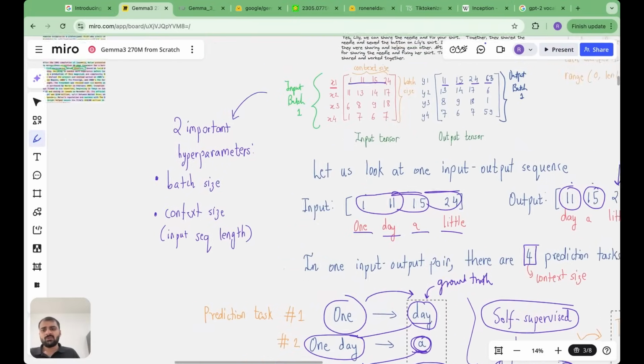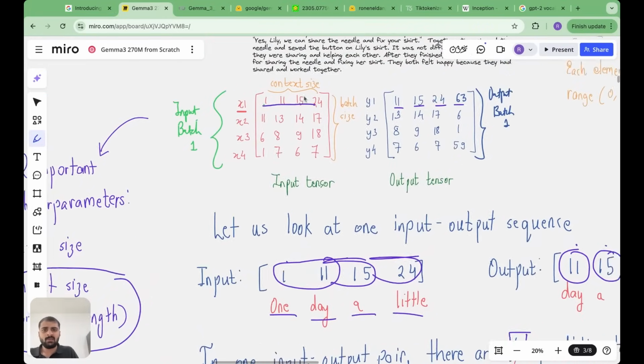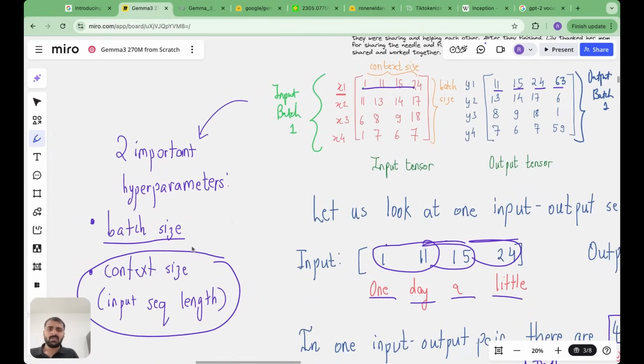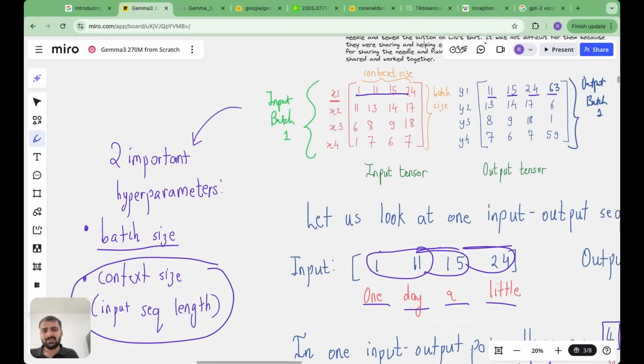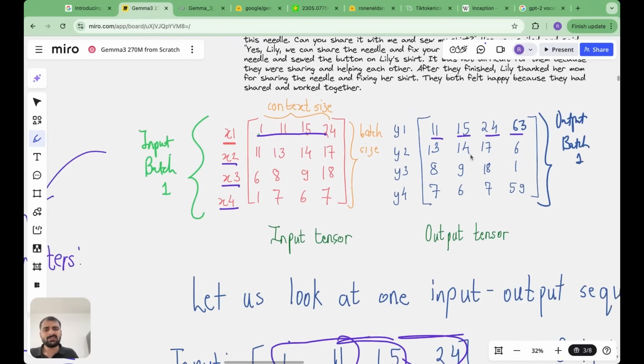So one parameter which we already looked at is context size, which we need to determine to get the input sequence length. But we also need to determine the batch size. That means how many input output pairs we are going to look at before we update the gradients. We need to know what's the batch size. So in this case, I've assumed the batch size to be equal to 4, right? Where we have 4 input and output sequences in one batch.